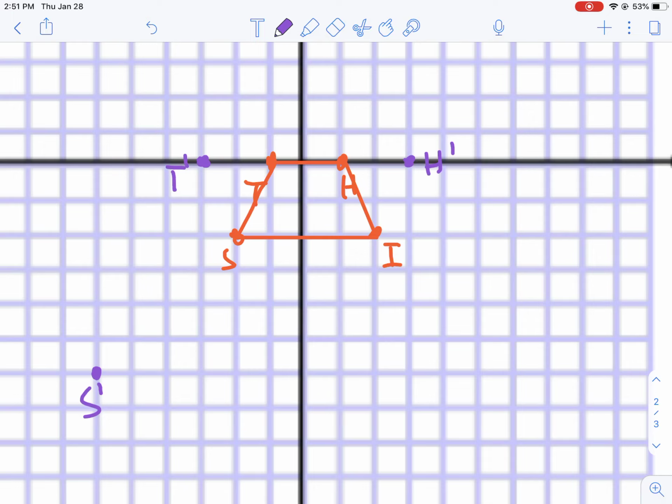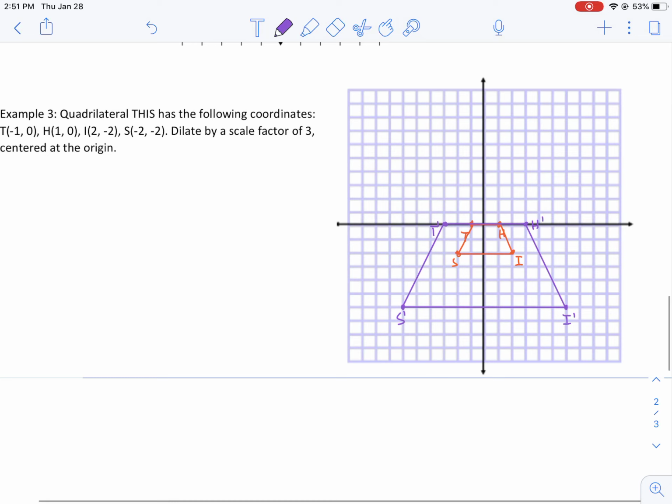And then I, same thing, it's over 2 down 2 to the right. So we're going to go over 6. 1, 2, 3, 4, 5, 6, and then down 6. 1, 2, 3, 4, 5, 6. And there's I prime. And so this is our new shape. This is what you guys should have got. So notice it's a lot bigger, all right? Dilations work quickly. If every single side is multiplied by 3, that's significant. It makes the shape a lot bigger.